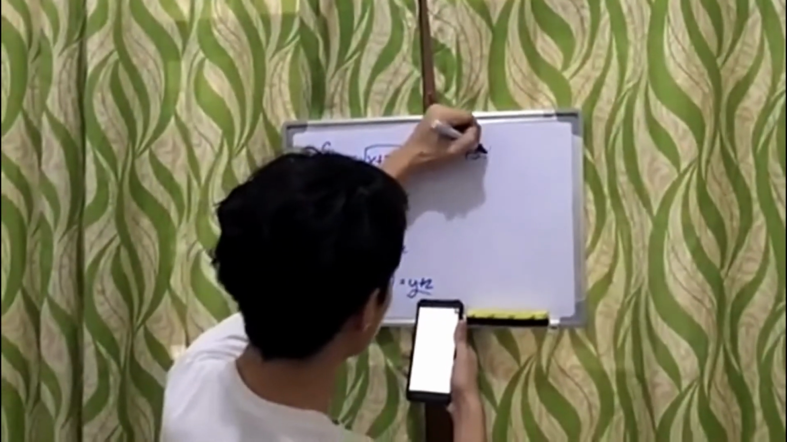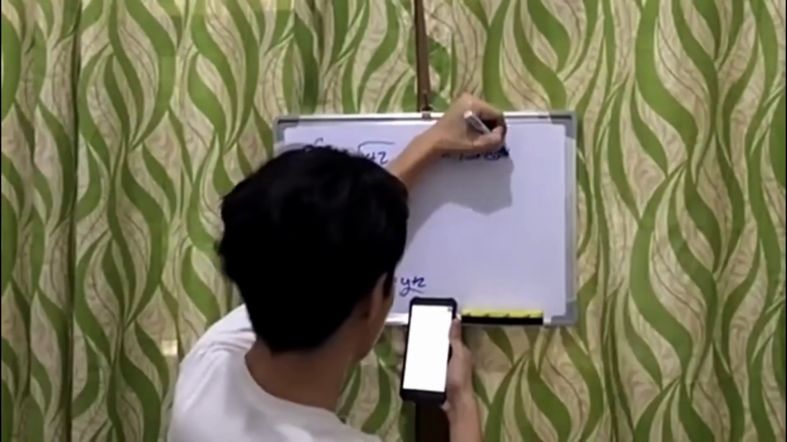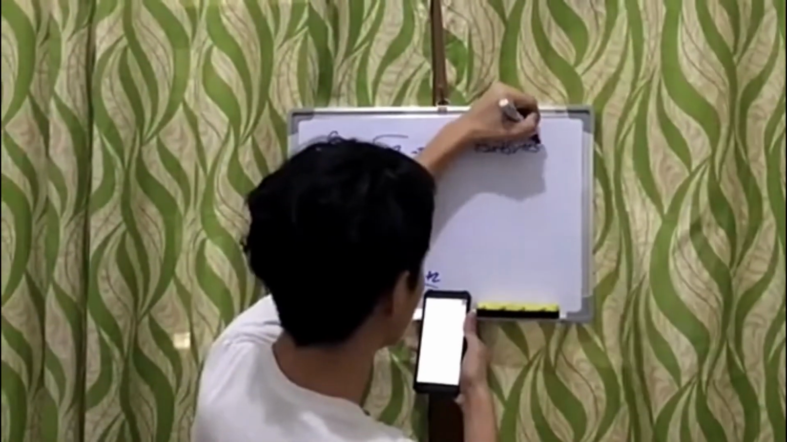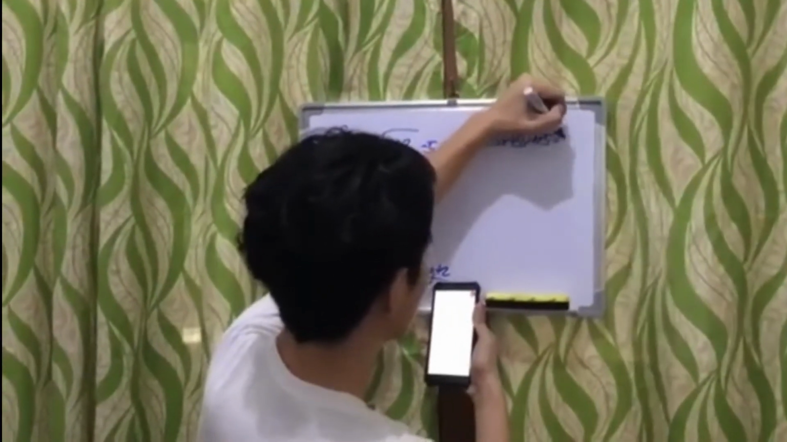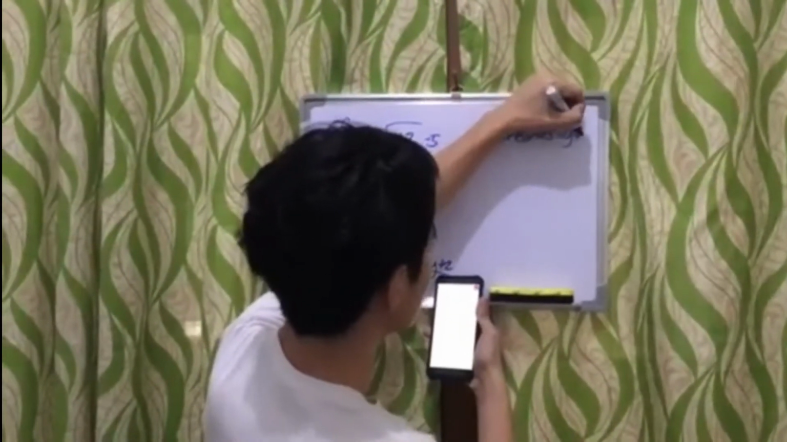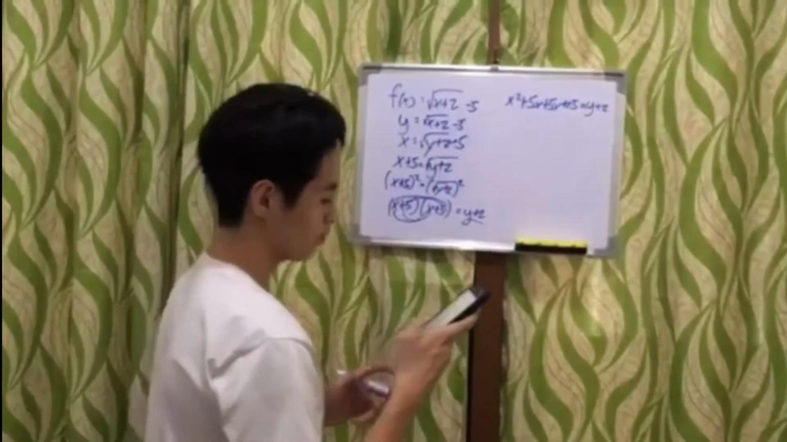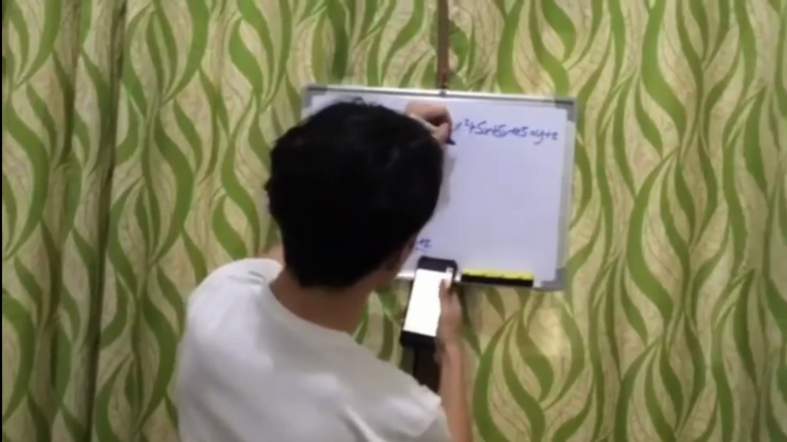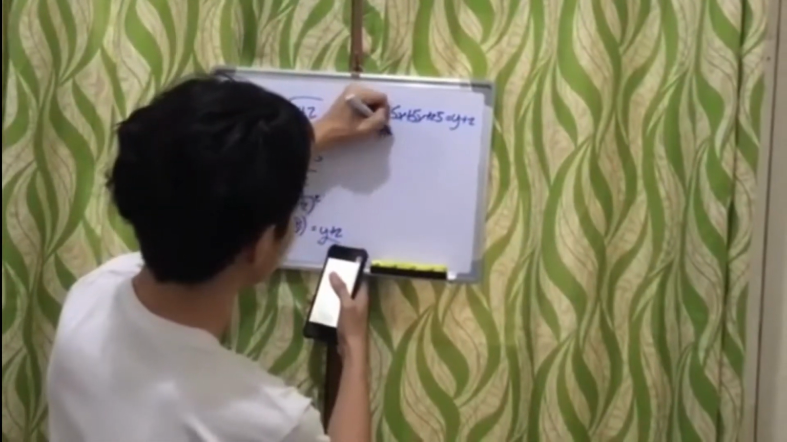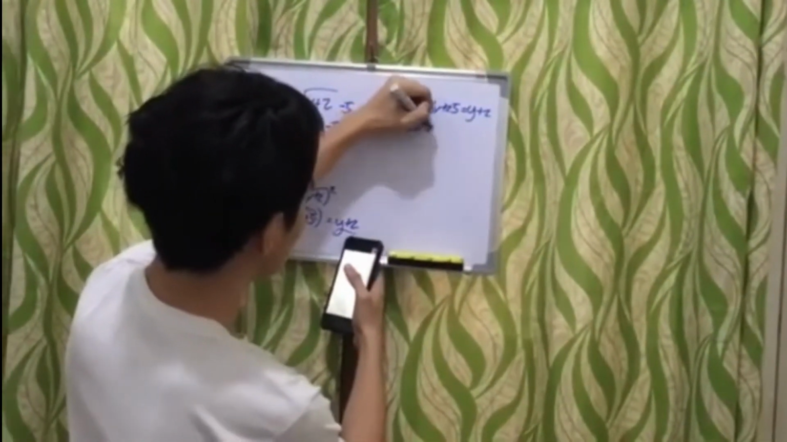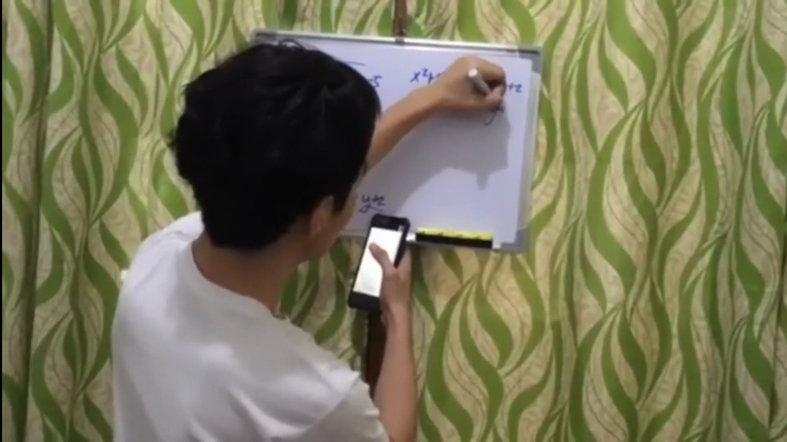Which is x squared plus 5x plus 5x plus 25 equals y plus 2. Then we combine like terms. x squared plus 5x plus 5x, which is 10x, plus 25 equals y plus 2.